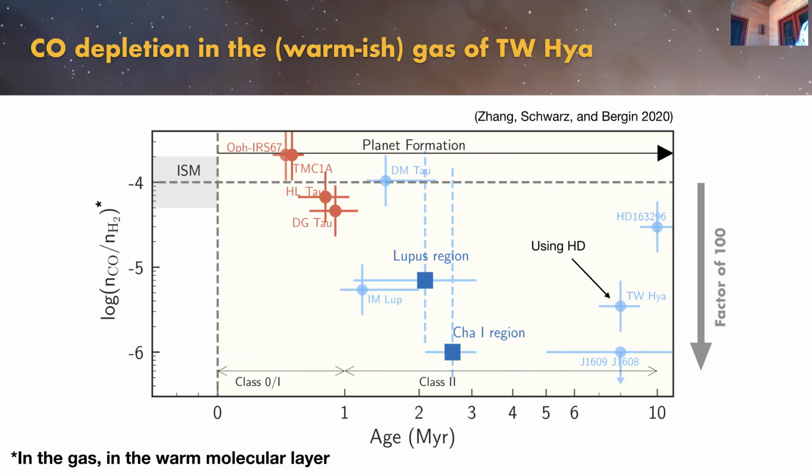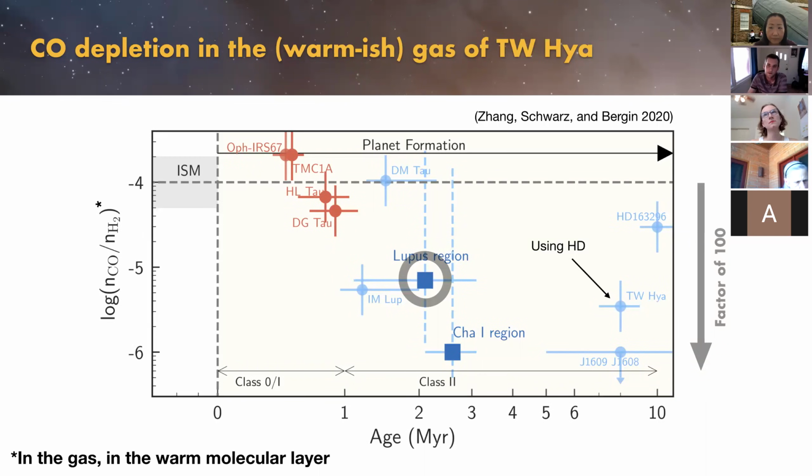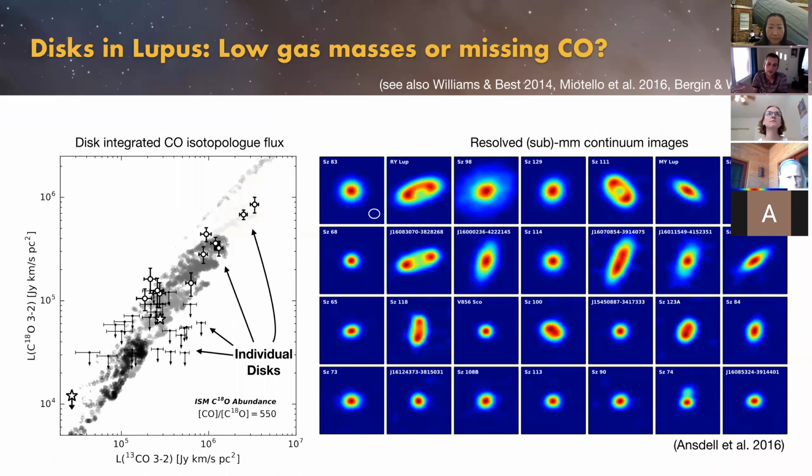Okay, thanks. For most regions, though, or for most disks, we don't have access to this HD line because it's hard to see. You need to be in the far infrared, and we currently don't have any instruments to see it. So I'll illustrate what is more typically done by looking at the Lupus star-forming region. This is a bit younger, a few million years. This is work by Megan Ansdell.